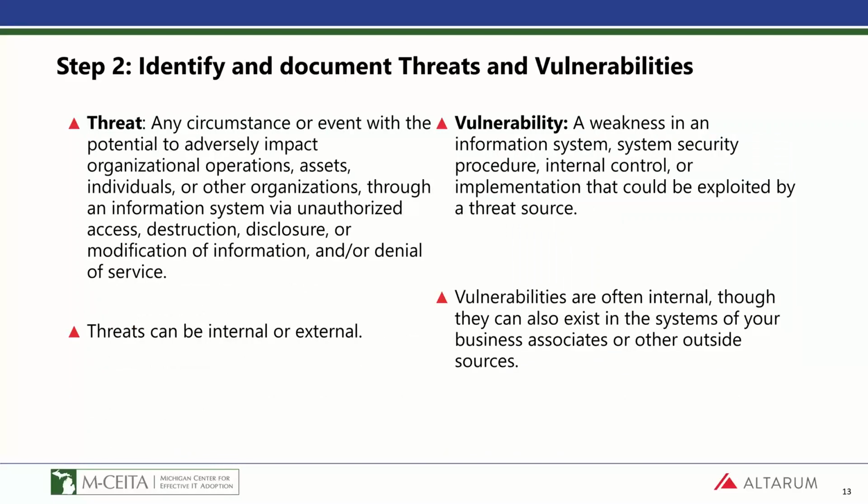The next element is to identify and document reasonably anticipated threats and vulnerabilities. You must identify and document reasonably anticipated threats to EPHI. You must also identify and document vulnerabilities which, if triggered or exploited by a threat, would create a risk of inappropriate access to or disclosure of EPHI. A threat is any circumstance or event with the potential to adversely impact organizational operations, assets, individuals, or other organizations through an information system via unauthorized access, destruction, disclosure, or modification of information and/or denial of service.